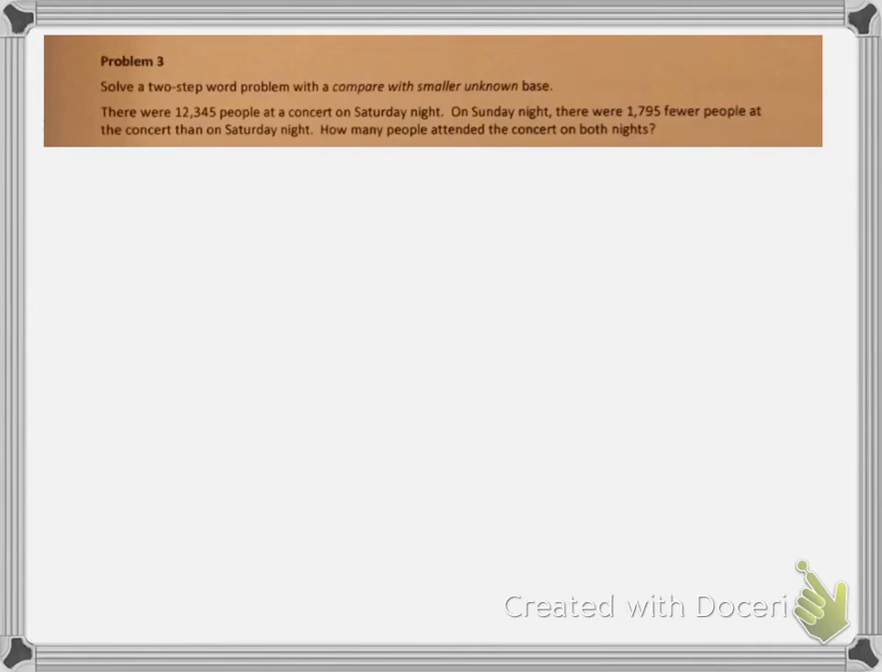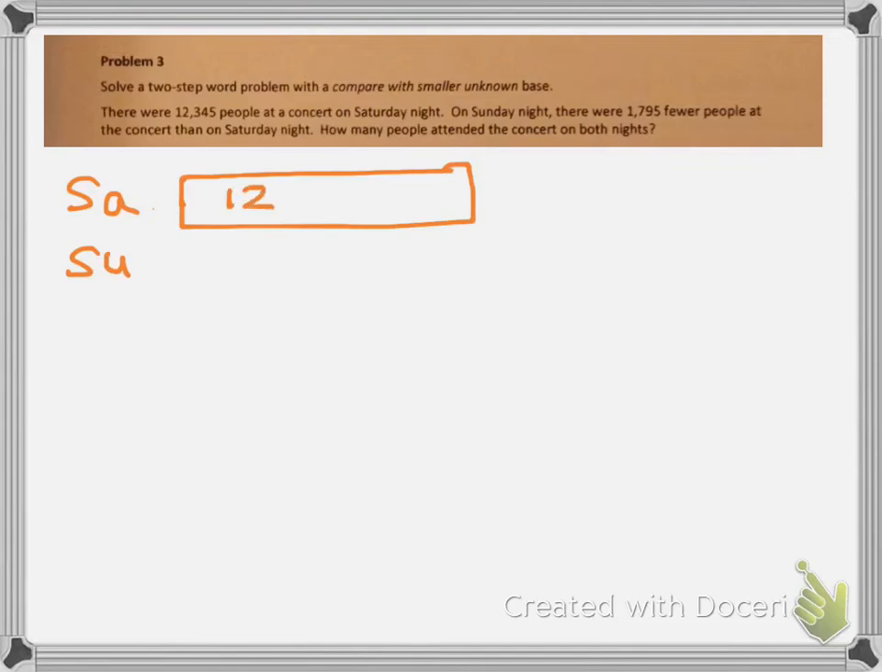Okay, we're talking about 2 nights here. We're talking about Saturday. We're going to draw this out. And Sunday. All right. This many people, here's my tape diagram. This many people were at the concert Saturday night, 12,345. Okay, and Sunday night, there was less people than Saturday night.